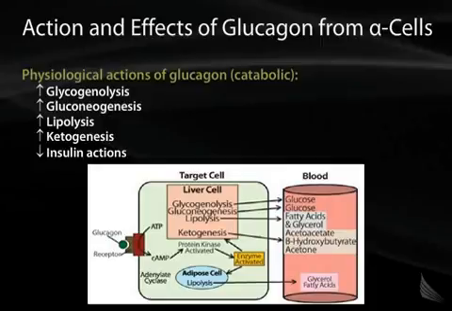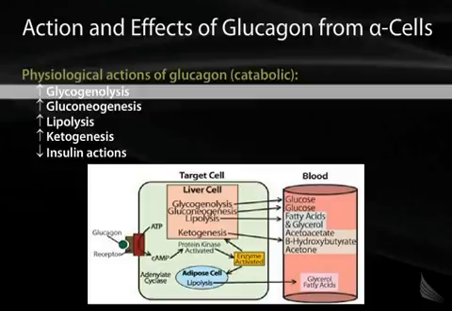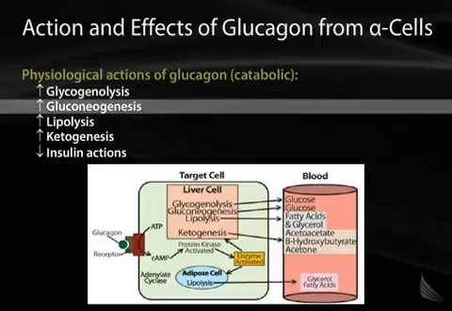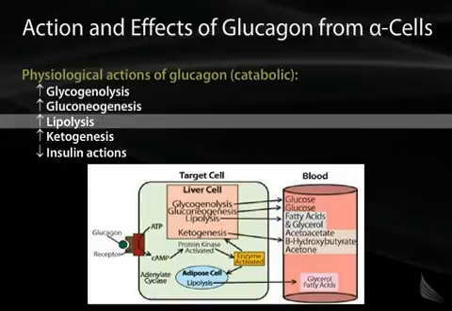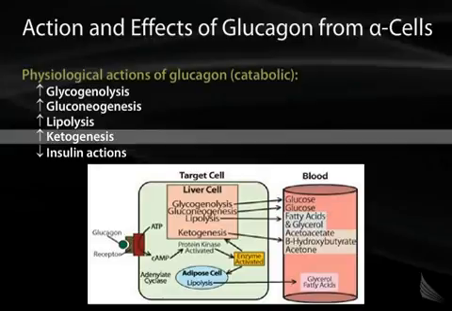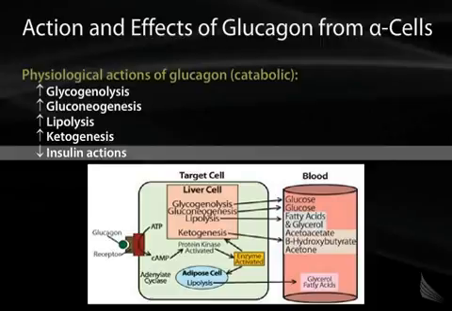with Gs subunit activity, which increases cAMP, which ultimately results in basically increasing glycogenolysis, which is the breakdown of glycogen, increasing gluconeogenesis, which is the formation of glucose, increasing lipolysis, which is the breakdown of fat, increasing ketone body generation, and finally works by counter-regulating the actions of insulin, as we talked about. So the net result of glucagon's action is, in fact, to raise blood glucose.